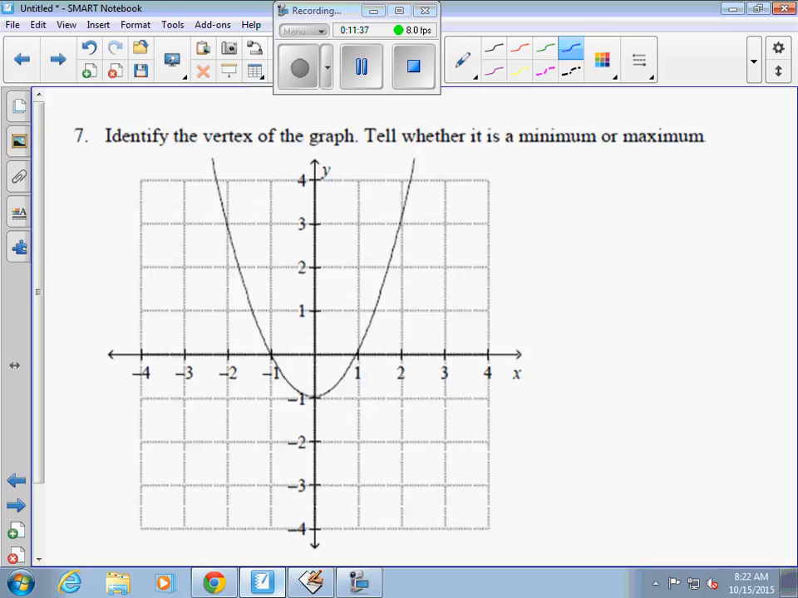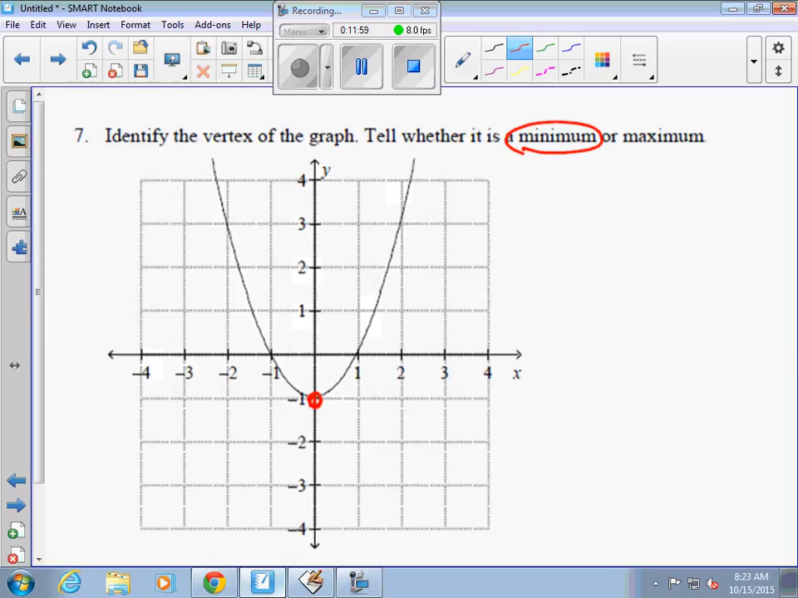Number 7 tells you to identify the vertex of the graph. Tell whether it's a minimum or a maximum. When you look at the picture, is it a minimum or a maximum? Is it at the bottom or is it at the top? That's all you have to ask yourself. Visually, you need to be able to look at that point and see, is it at the bottom or the top? It's at the bottom of the graph, so it's a minimum.